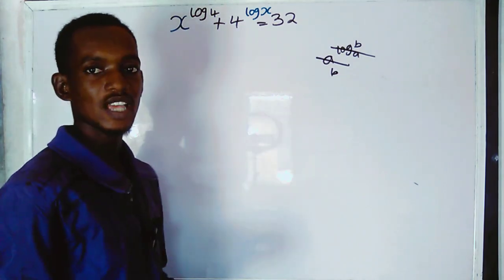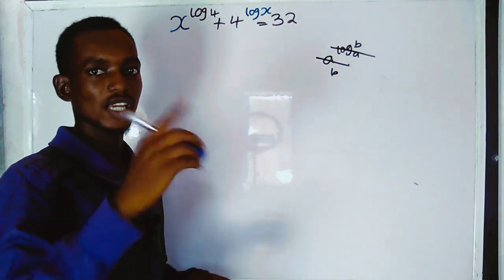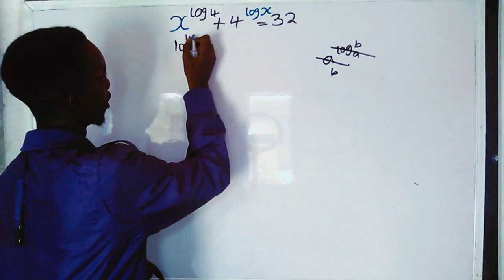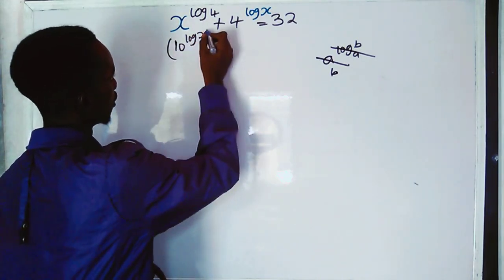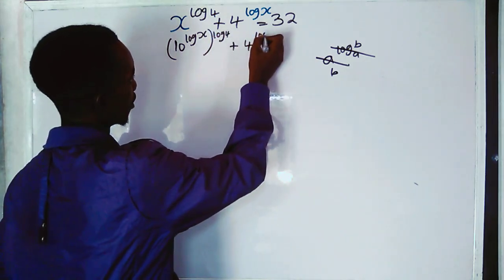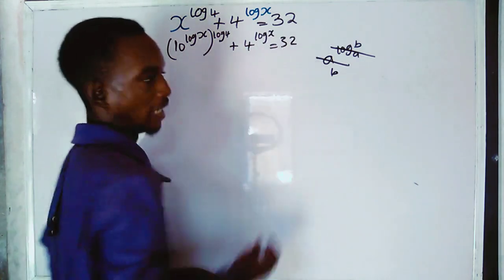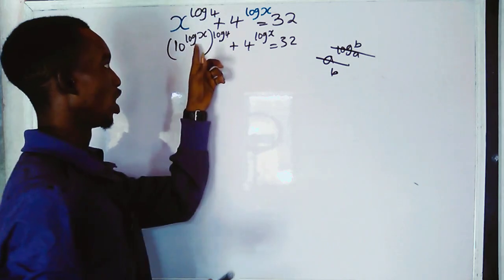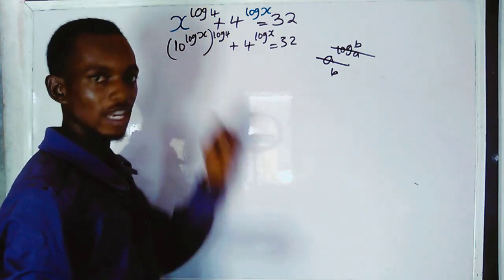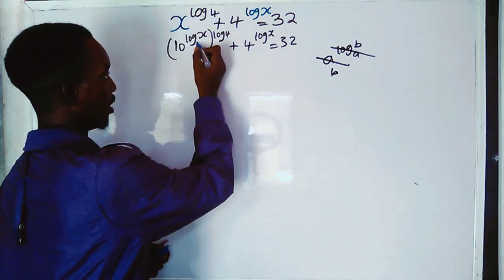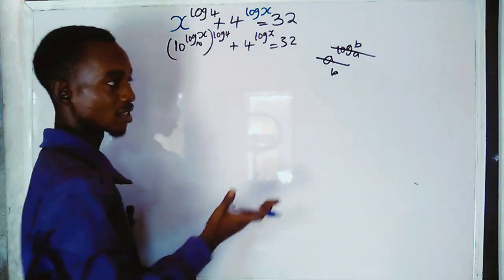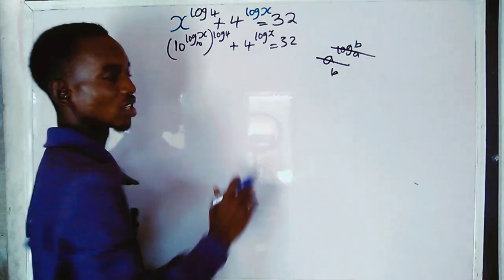So we can rewrite x as 10 raised to the power log x. Instead of x, we have 10 raised to the power log x, times log 4, plus 4 raised to the power log x equals 32. I haven't done anything strange, because in logarithm, whenever you see log without a base like this, it naturally means the base is 10. So just like this law here, log base 10 cancels 10 and we have x. It's the same law, just a little bit of a tweak.